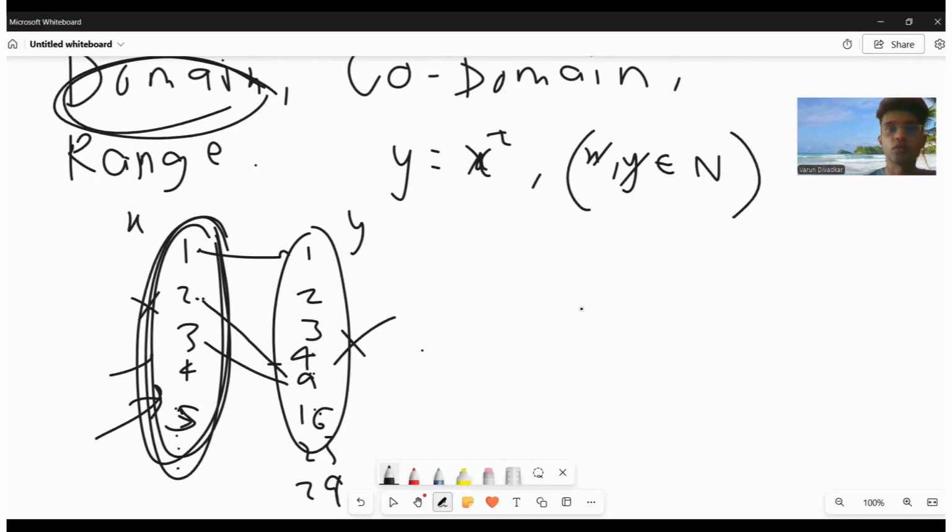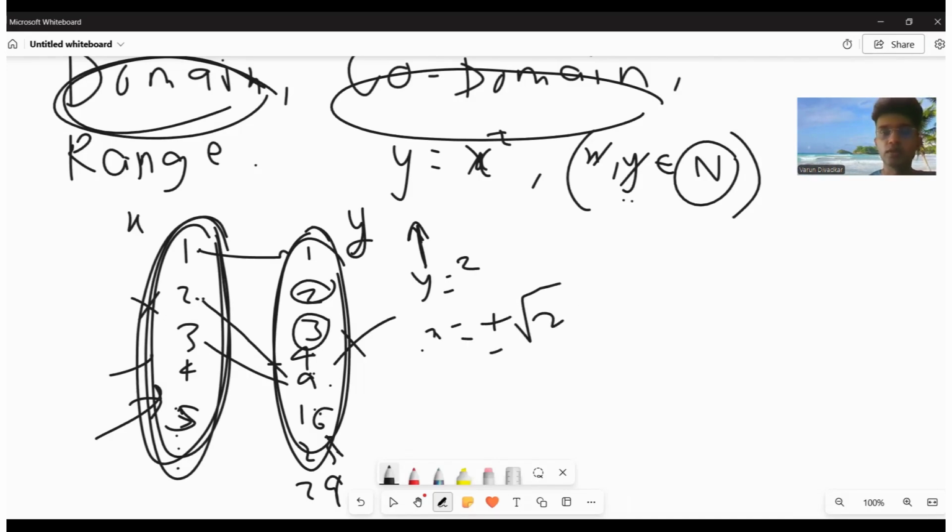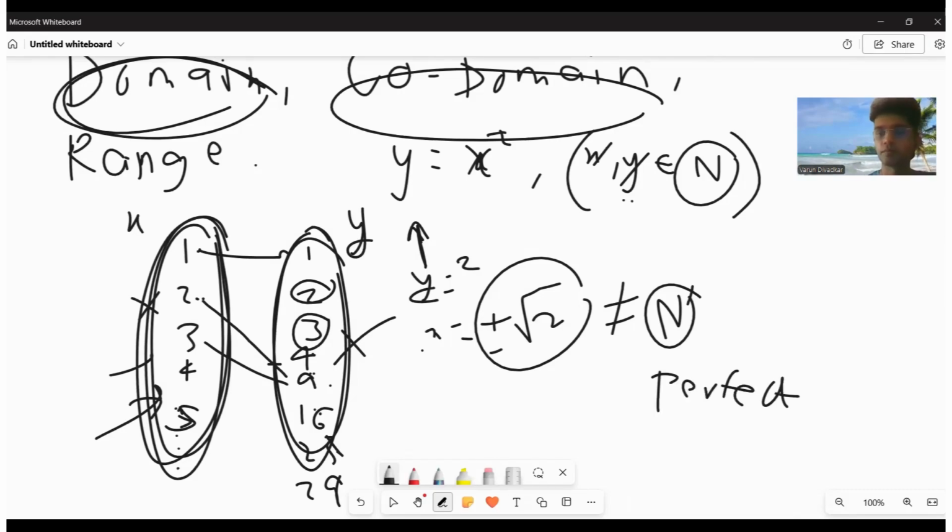And here, the codomain is basically all possible values that the output can theoretically come under, because it's given in the definition that x and y both belong to natural numbers. So y can be any natural number, theoretically. But practically, if you want values like 2 and 3 to comply with the equation y equals x squared, then if you take y equals 2, x is going to be plus or minus square root of 2. This is not a natural number. So practically, y cannot be anything apart from a perfect square.